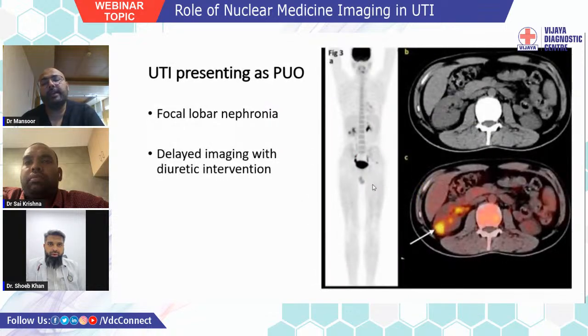And in adults with fever of unknown origin, we can sometimes detect UTI where there is increased uptake in the renal cortex, even on delayed imaging after diuretic intervention. So that could be a focal lobar nephronia, and in PUO we sometimes have this finding.